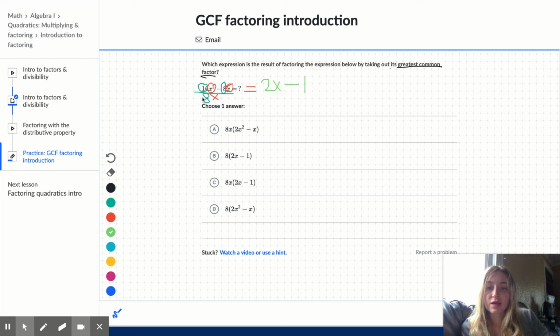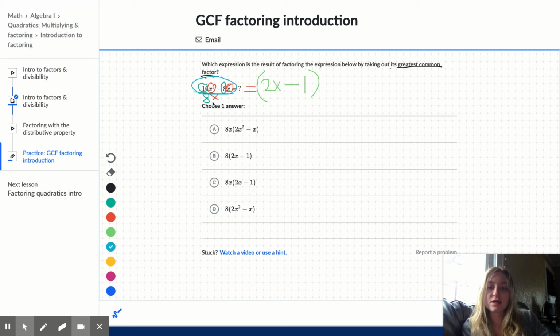So now I know that 8x times this whole thing, 2x minus 1, will give us this. This whole thing divided by 8x equals 2x minus 1. So I know that if I'm looking at my original polynomial, 16x squared minus 8x, I know that 8x is one of the factors and 2x minus 1 is another one of the factors, because when we multiply them together, we get our original 16x squared minus 8x.